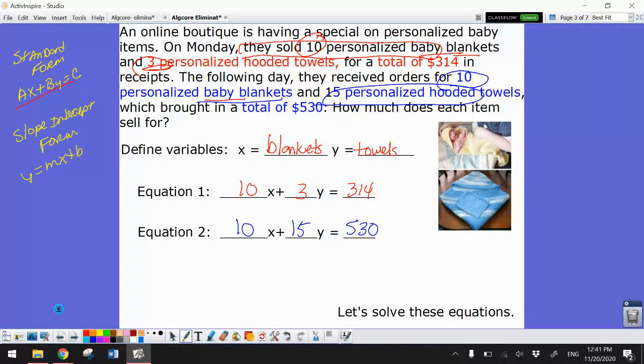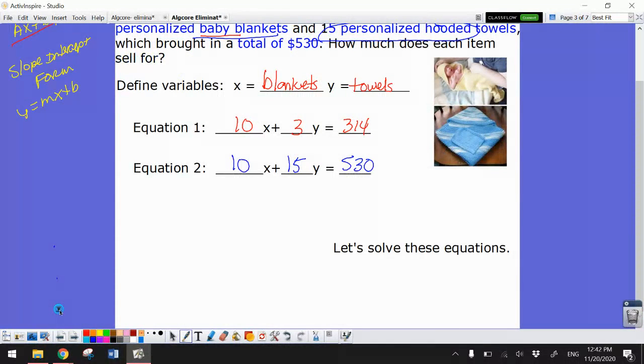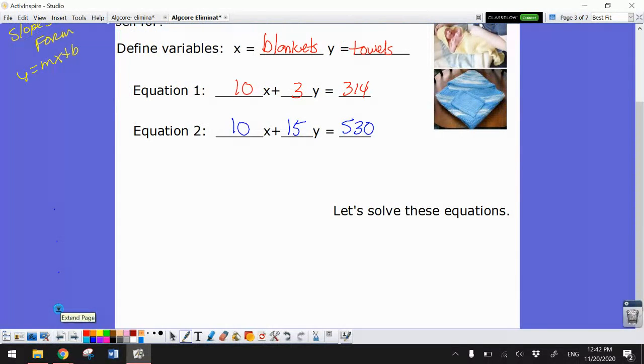Okay, I want you to hit pause. I want you to use elimination and solve these and see if you can come up with the value for x and the value for y. I'll catch up with you in a second.